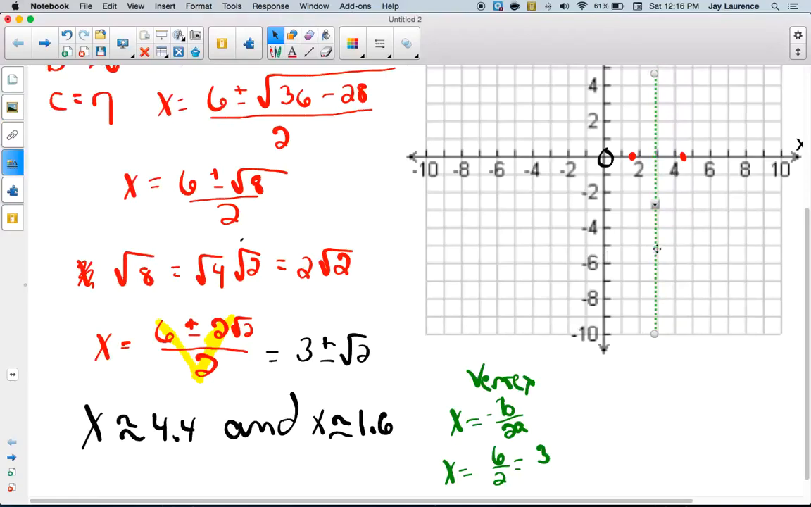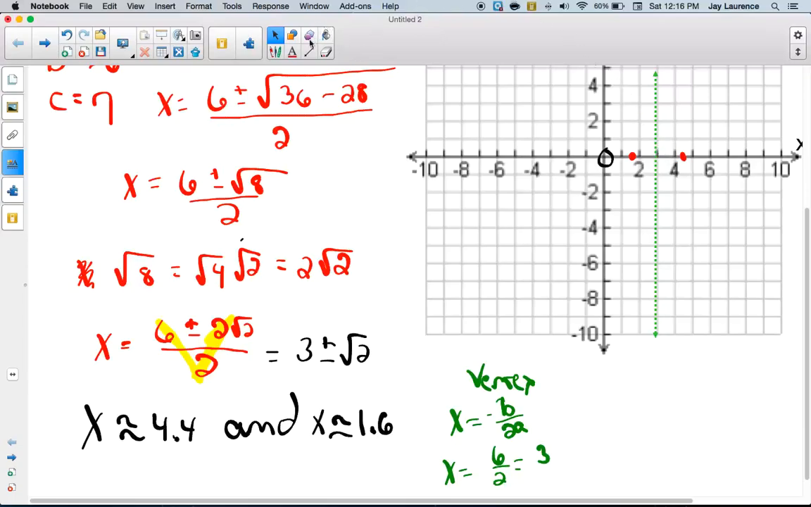But parabolas have perfect symmetry. Now, we've got these answers, 4 4/10 and 1 6/10. If I added them together and divided by 2, in other words, if I found the mean or took the average of the two, what would I get? Well, let's see. 4 4/10 plus 1 6/10 would be 6. Divided by 2 would be 3. That's not a coincidence. That x equals 3 is the location of the axis of symmetry.